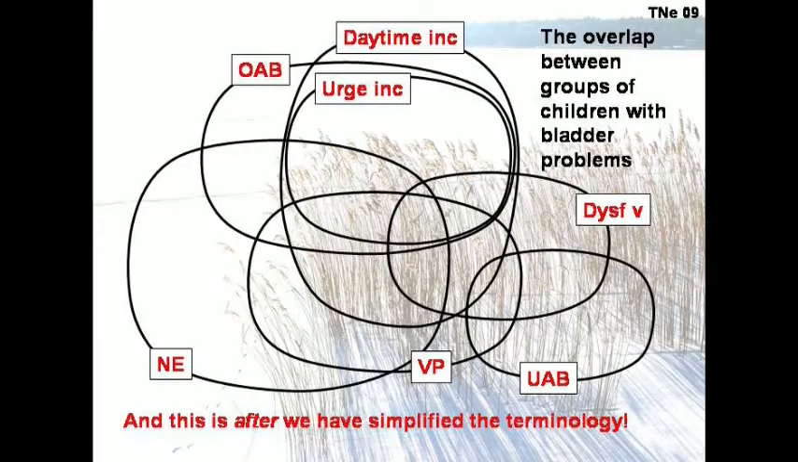So these are the various conditions you can have, and mind this is after we have simplified the terminology. It's still quite complicated. Most children with daytime incontinence have urge incontinence, and all children with urge incontinence per definition have overactive bladder because the sole defining symptom of overactive bladder is urgency, etc., etc.